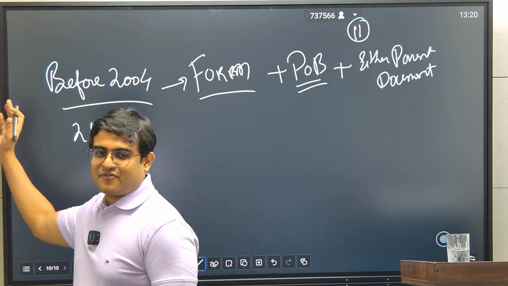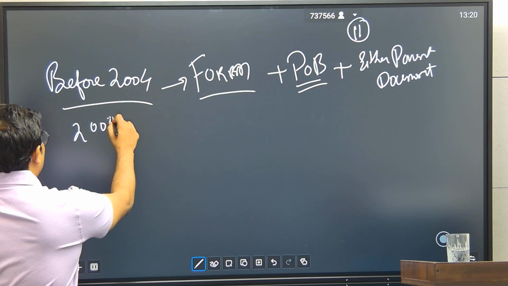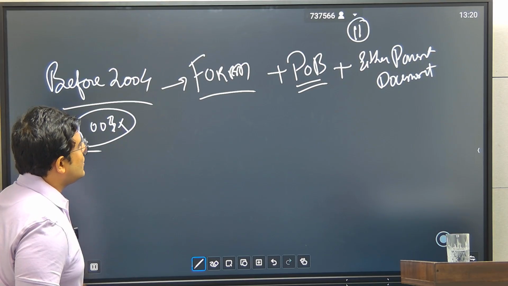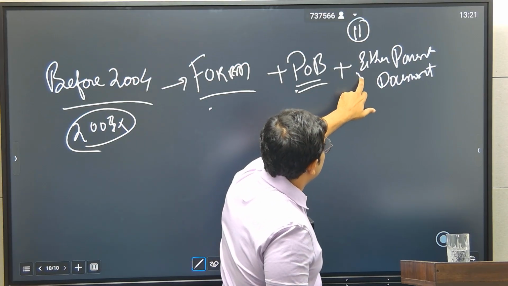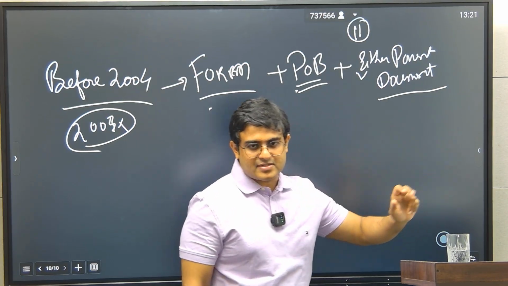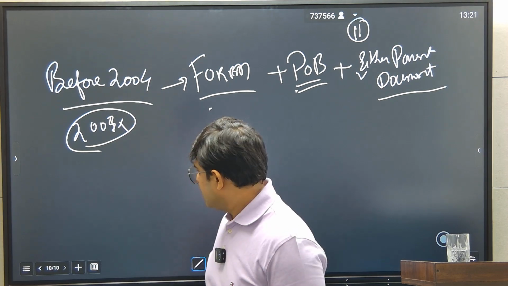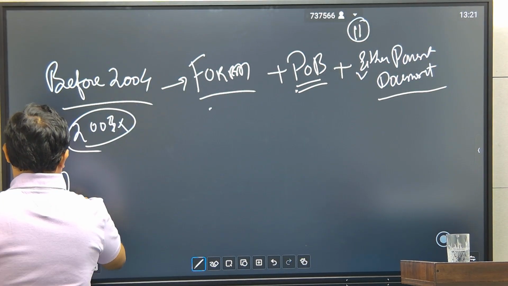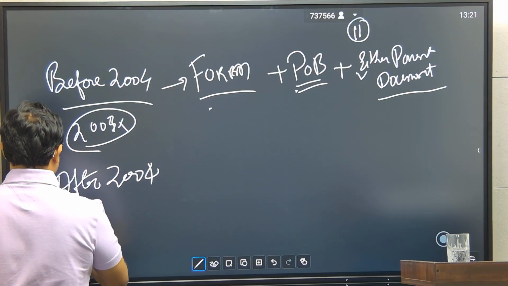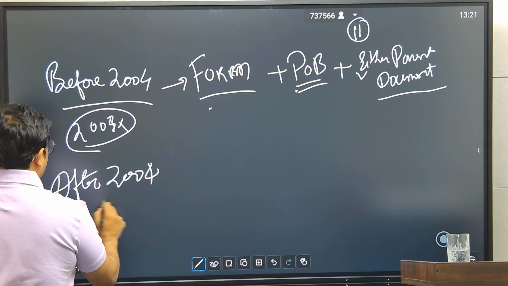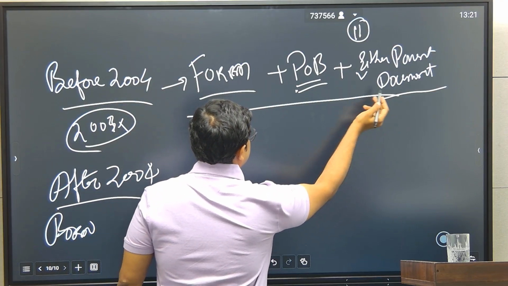So this is the form before 2004 and your name is not in the 2003 electoral rolls. You have to fill the form, prove your place of birth and document of either of your parents. But if you're born after 2004, then everything is there.